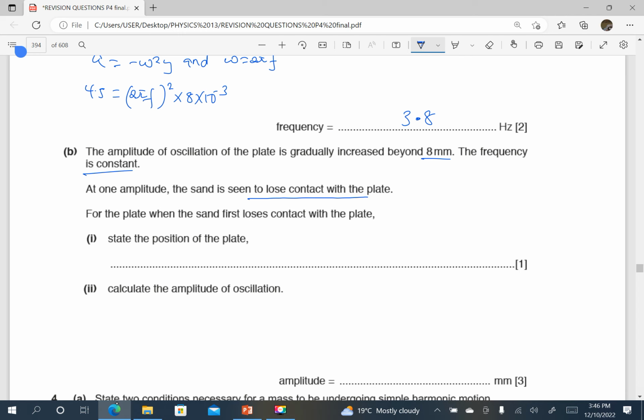So state the position of the plate when the sand first loses contact with the plate. So this one is at maximum displacement. It is at maximum displacement upwards, above the equilibrium position.